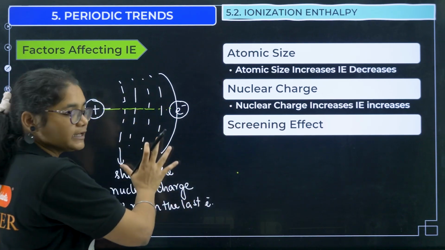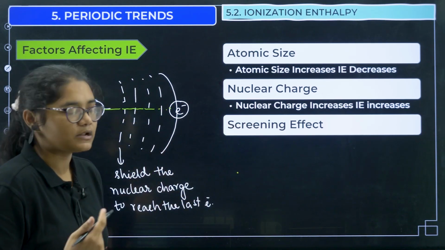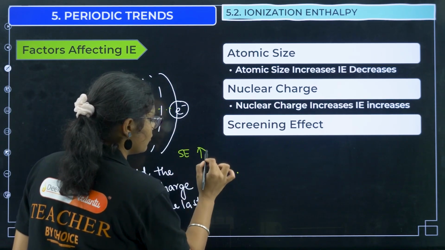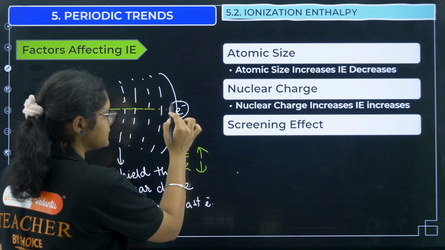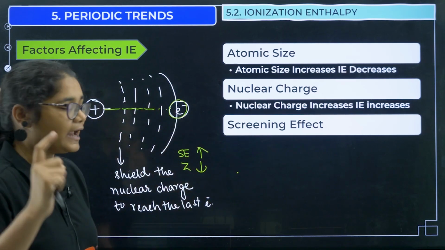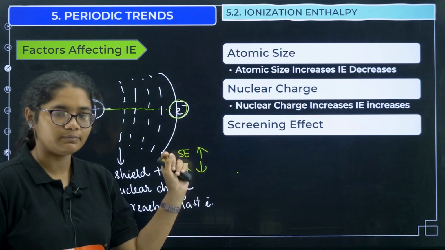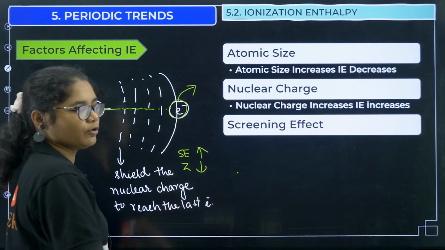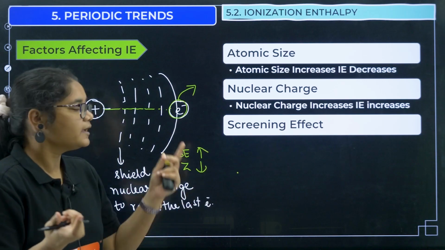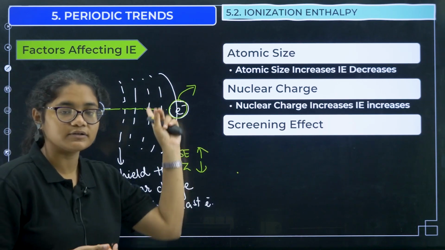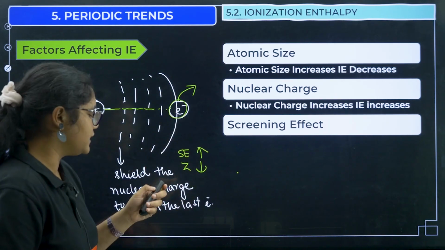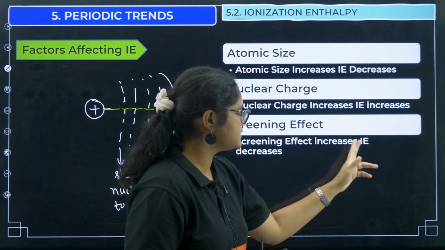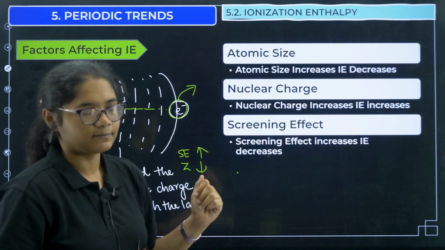Now if this screening effect is more, then the effective nuclear charge will be less, meaning this electron will be less tightly held by the nucleus, and it is very easy to remove. We can very easily remove it because it is not held tightly by the nucleus, as we have the screening effect here. So if the screening effect increases, then ionization enthalpy will decrease.